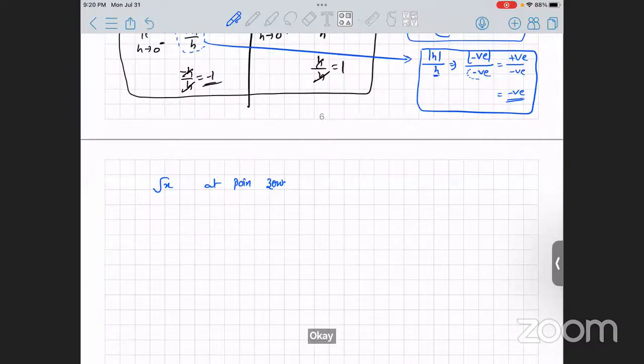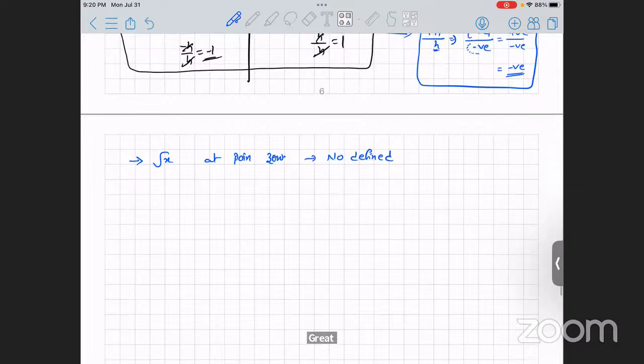Yes, sir. Because LHL is not defined. Yeah, it is not defined. Not a finite value. The limit is not a finite value. Okay, sir. Yes, sir. Clear till now? Yes, sir. Clear.